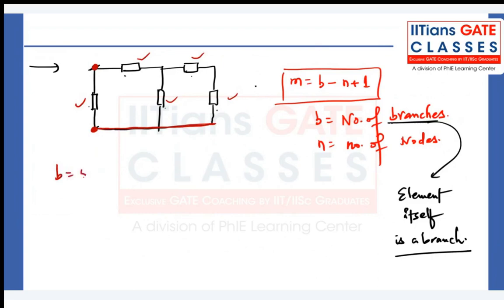And how many nodes are there? There is one node, because there are two elements connected. There is one node again, where there are three elements. This is again one node, and there is one node again. You can say the bottom node is one, because the potential here is the same for all. So how many nodes are there? One, two, three, and four. There are four nodes.